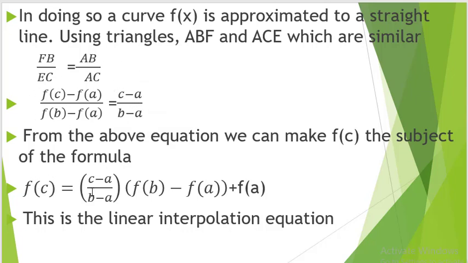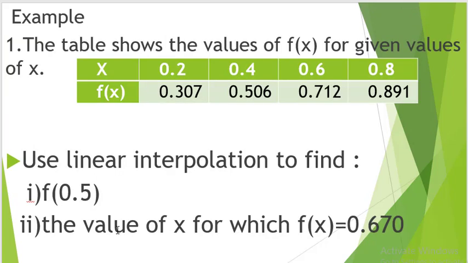Therefore, f of c becomes (c minus a) over (b minus a) into (f of b minus f of a), close, plus f of a. And this is what we call the linear interpolation equation. Let us see our first example.